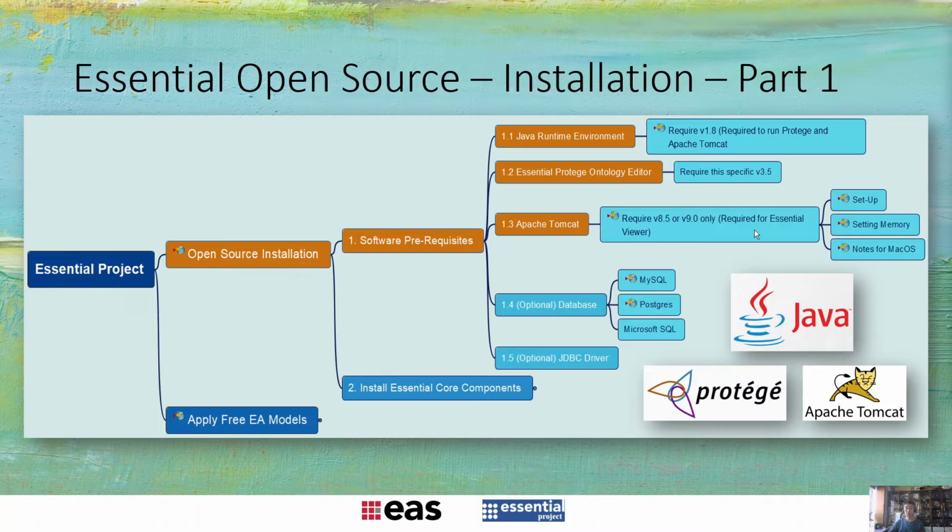Tomcat is used to publish your model to a remote or local viewer. But if you don't have Tomcat, you can still use Protege to do the model editing, so it is not a must if you just want to try building the repository. But since you need to communicate your repository and present it to the stakeholders, we also need to have Tomcat.